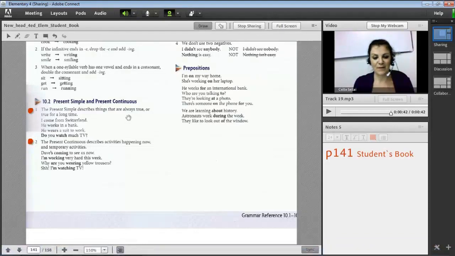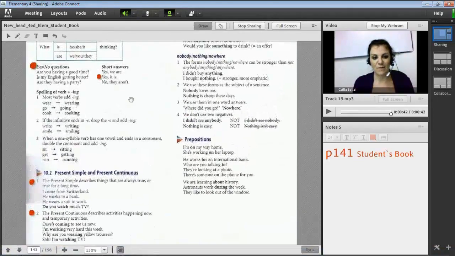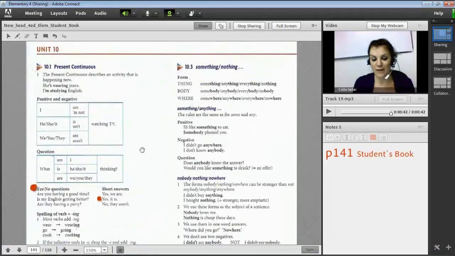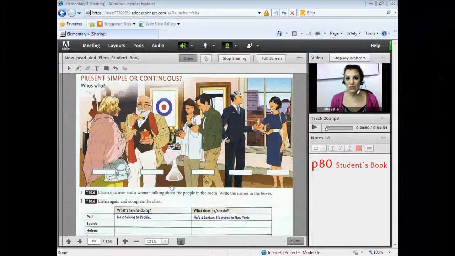So don't forget about this grammar reference part when you go home and do your homework and prepare for the next lesson. Now let's go back to page 100. No, that's not 100. Now let's go back to page 80 in your student's book. I want you to have a look at this picture on the top of the page. That's right. What can you see in this picture?